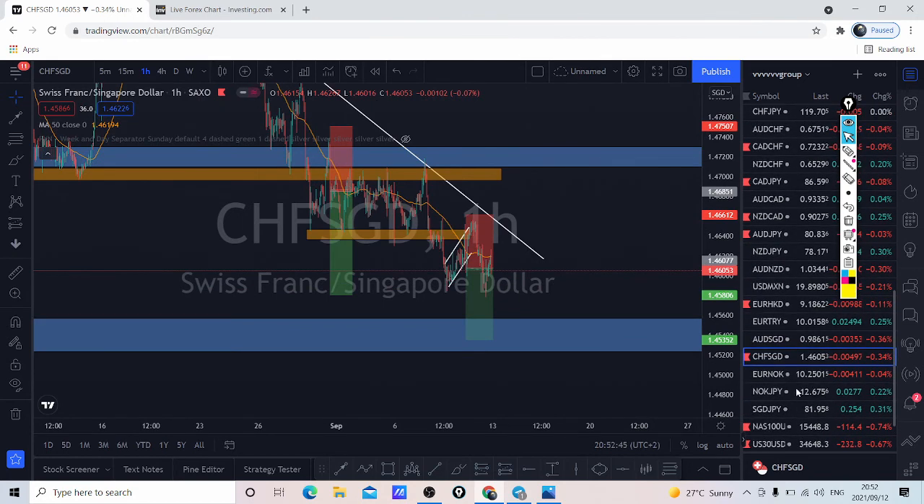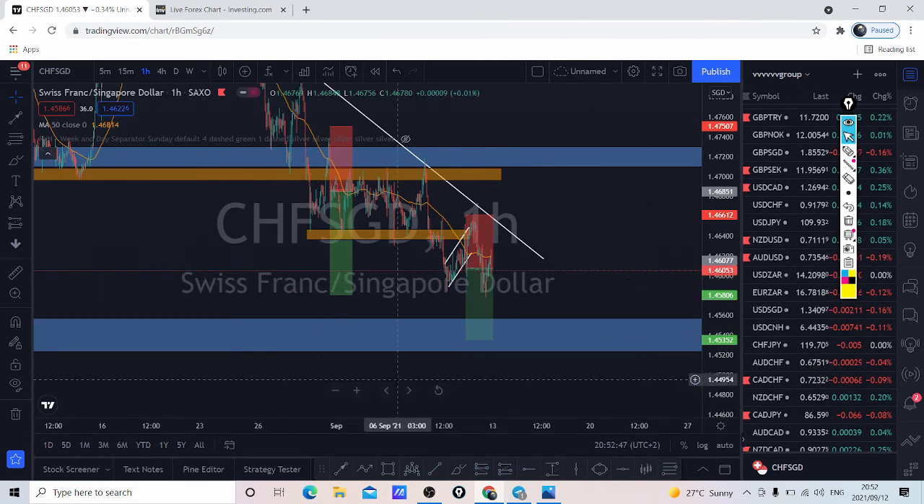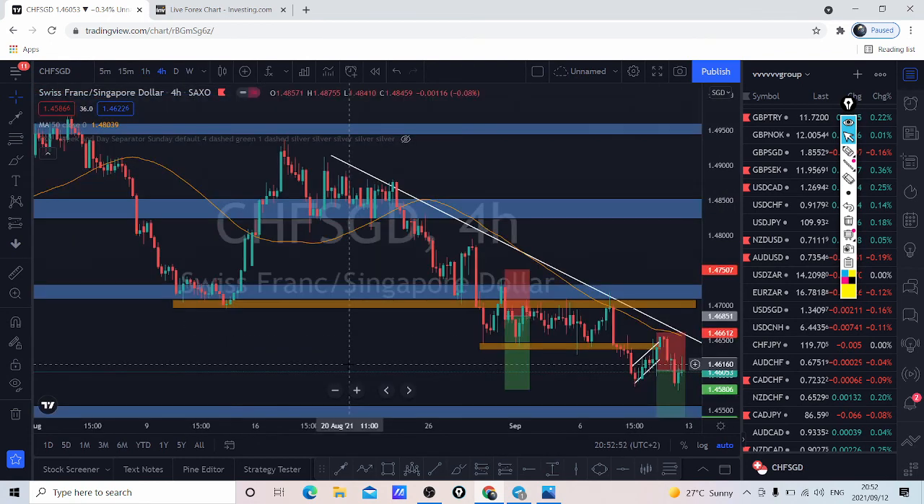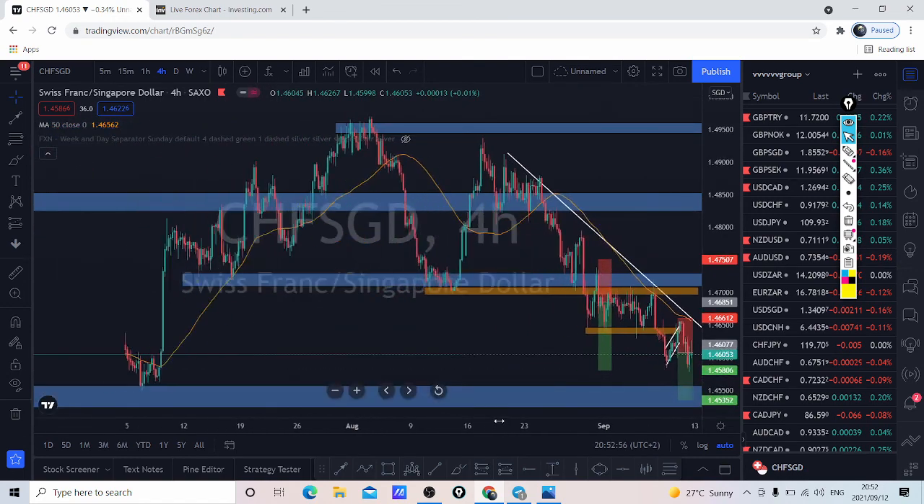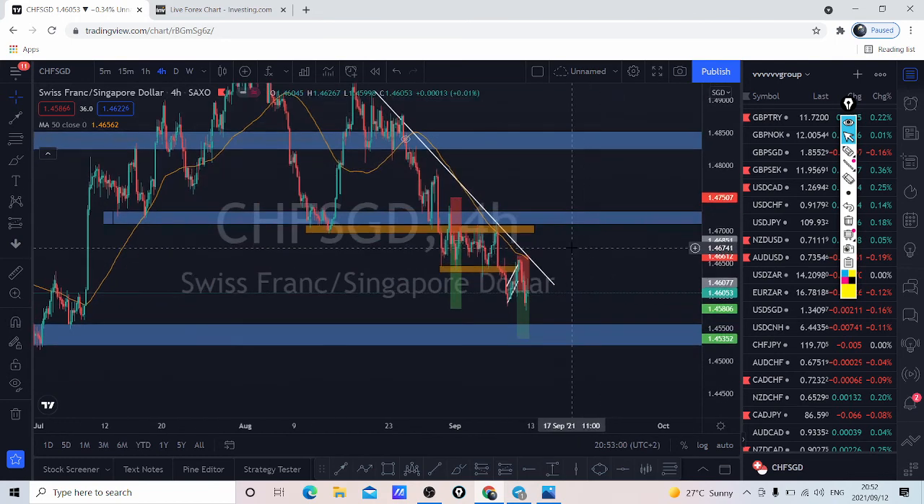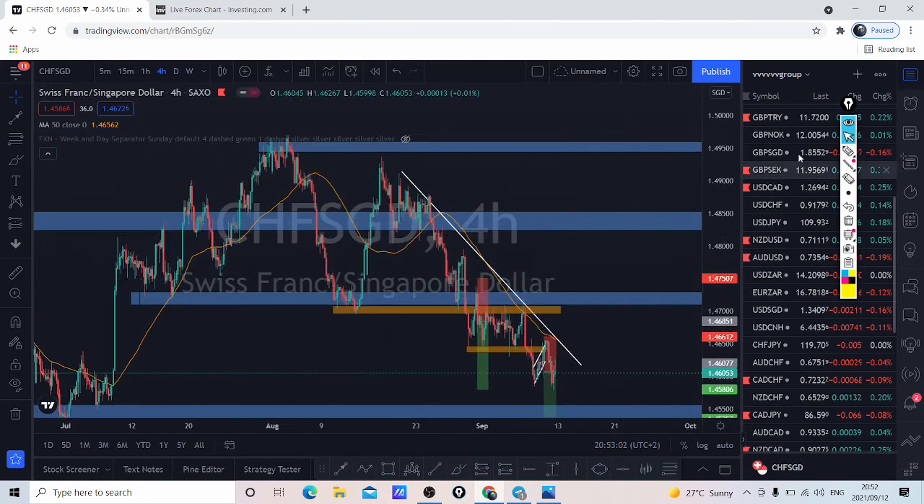Okay, so that's it on currencies. That's how I analyze the market. That's how I approach the market. Because with price action alone, it's not going to be easy to catch these moves, because sometimes when you follow a trend, the trend is going to hit your stop loss.